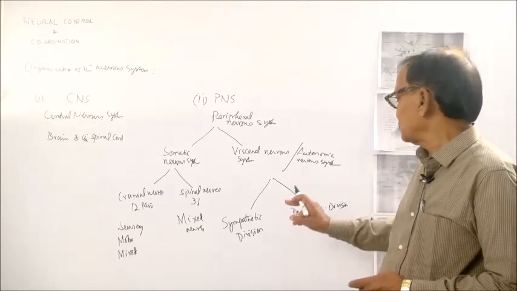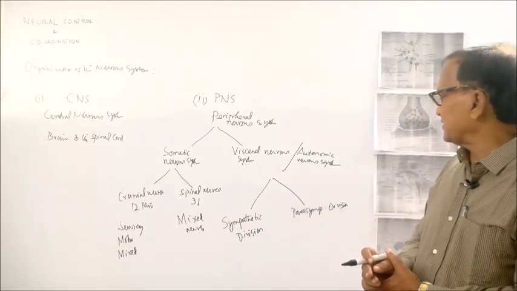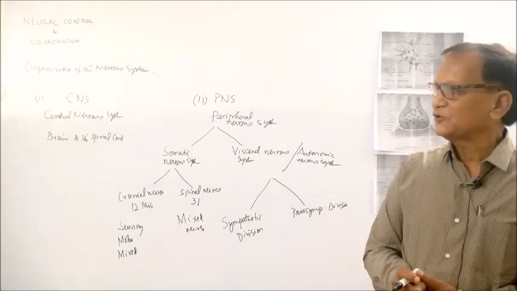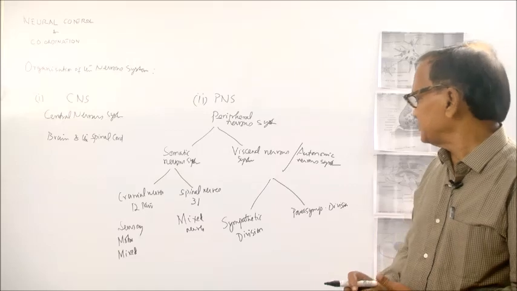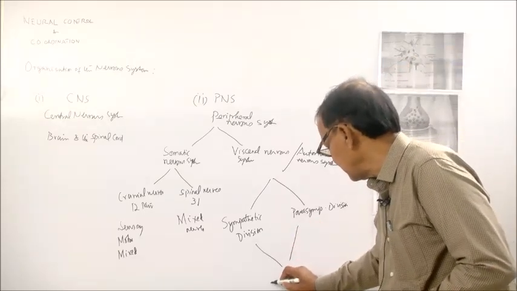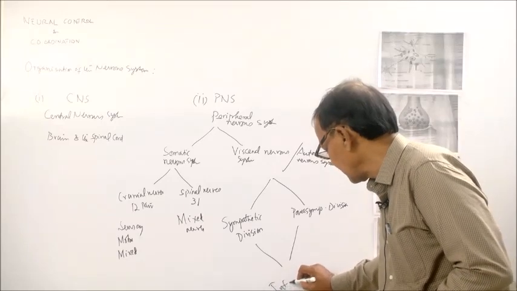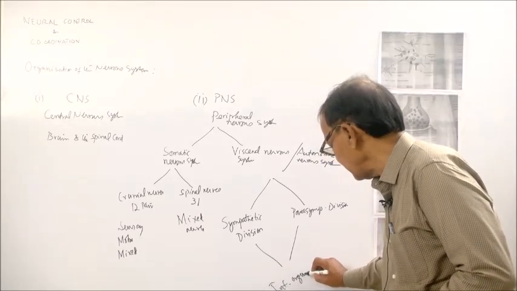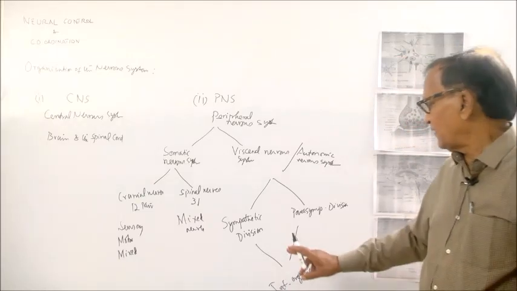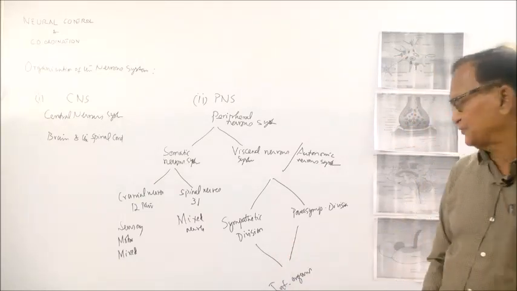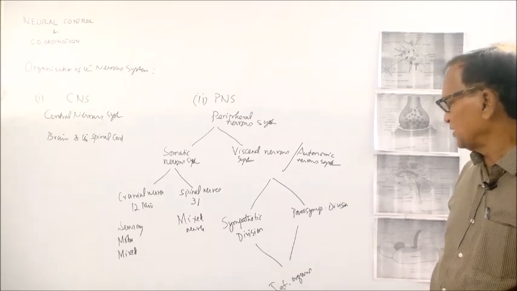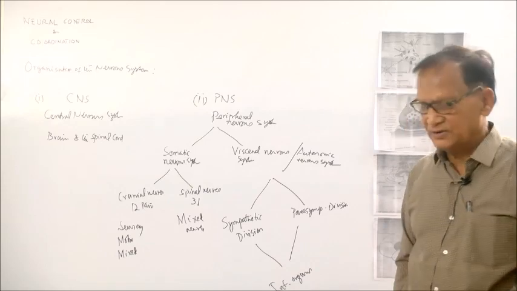Anyway, what I mean to say is that every internal organ which is not under the direct control of our will receives fibers of both these divisions, sympathetic as well as parasympathetic. Usually they have opposite functions.